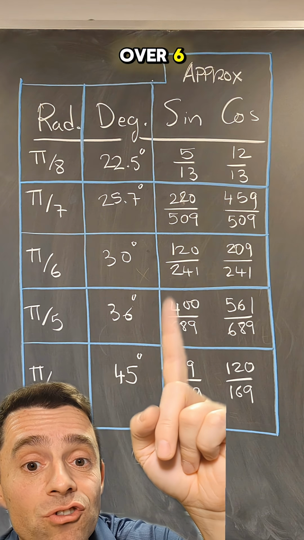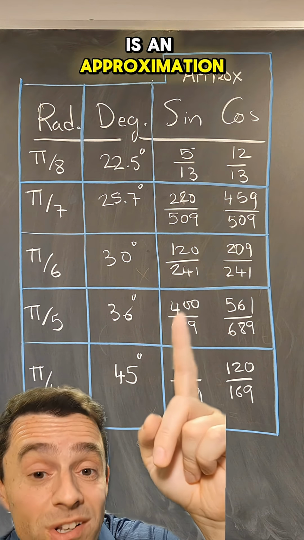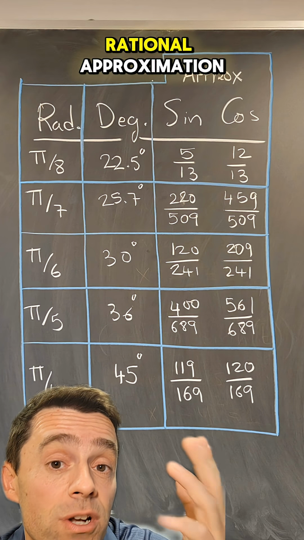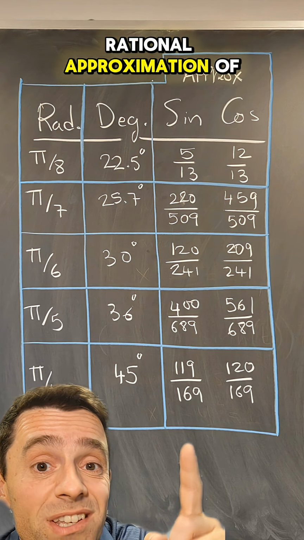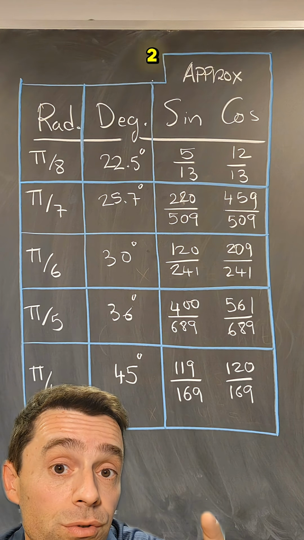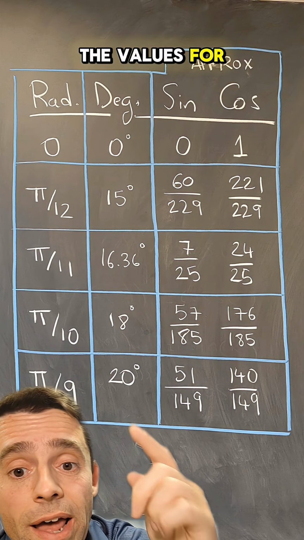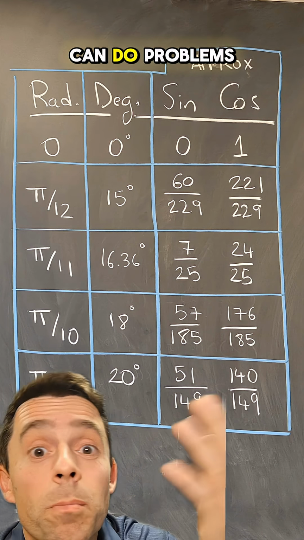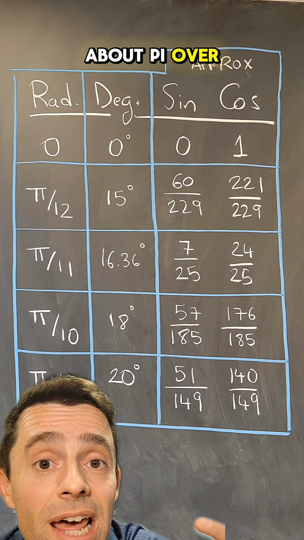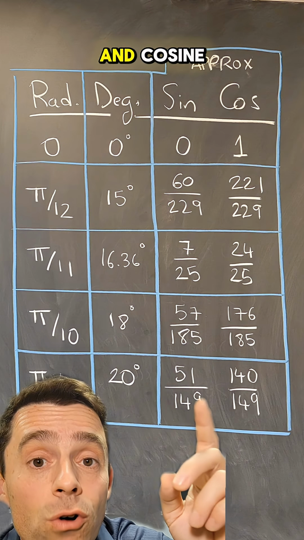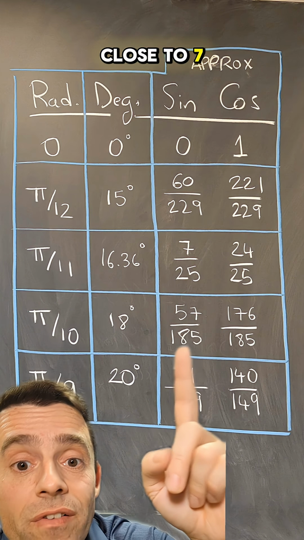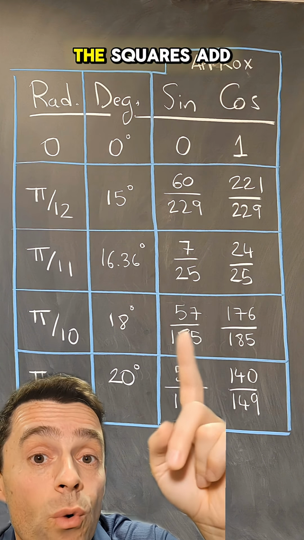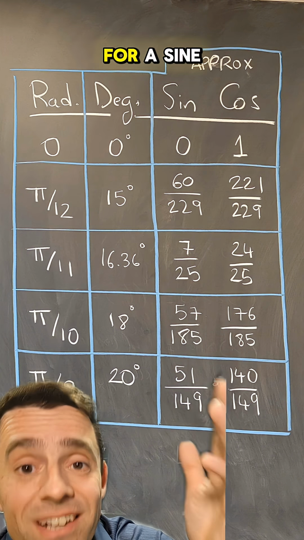Similarly, for pi over 6, you see 120 divided by 241 is an approximation of a half, and 209 divided by 241 is a pretty good rational approximation of square root of 3 over 2. And here are the rest of the values for angles pi over 9 through pi over 12. And now, for example, we can do problems about pi over 11, because pi over 11 has sine and cosine that are really close to 7 over 25 and 24 over 25. And by the way, those two numbers, their squares add up to 1, as they should for a sine and cosine.